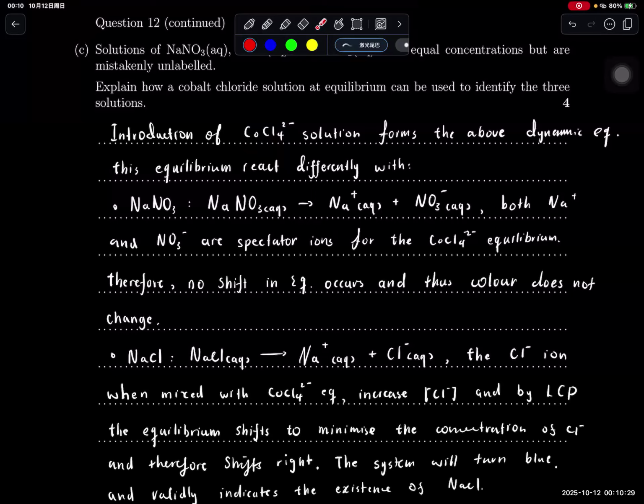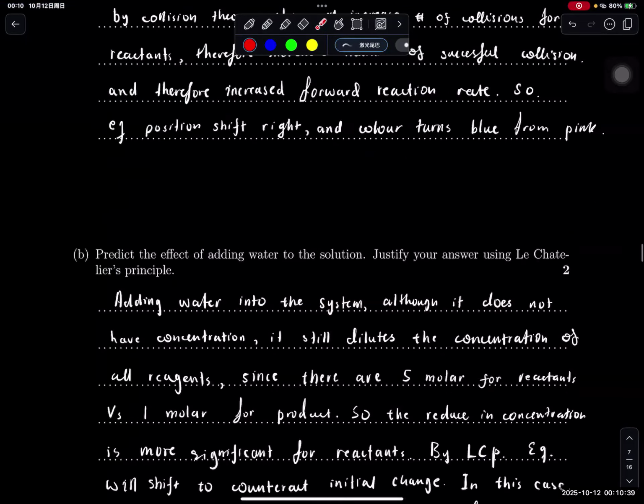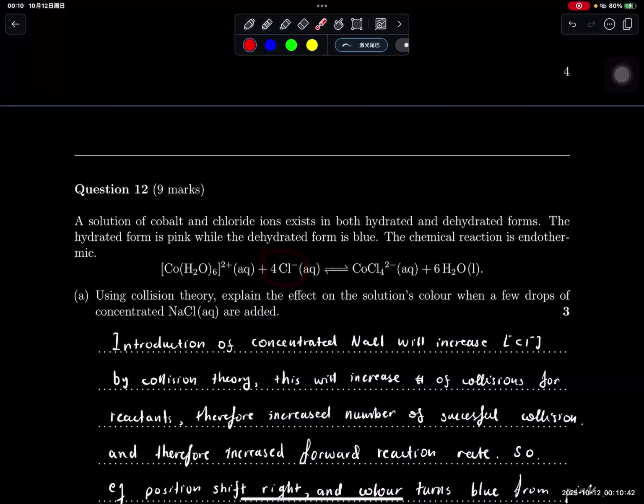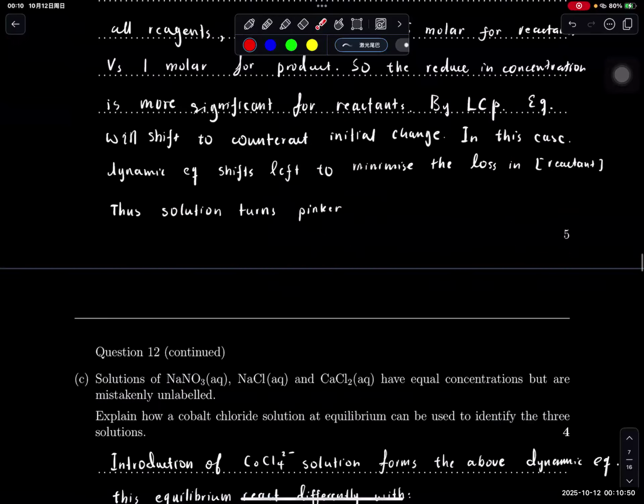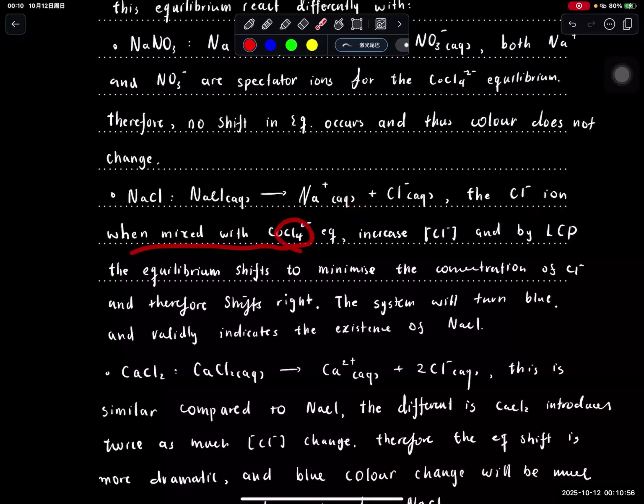No significant effect. However, for sodium chloride, you can see how it dissociates into chloride ion. Now, chloride ion from sodium chloride is going to interfere with the chloride ion in this reaction. How does it do it? It increases its concentration, and then we can use Le Chatelier's principle. Therefore, it's going to shift to the right. Formally, we can write this equation, and the chloride ion, when mixed with that, increases the concentration of that. Therefore, by LCP, the equilibrium shifts to minimize the concentration of that, so it shifts right in this case. Because of that, the system will turn blue.